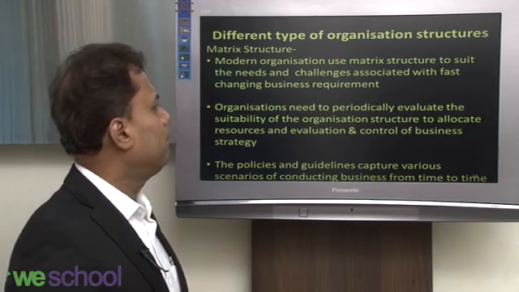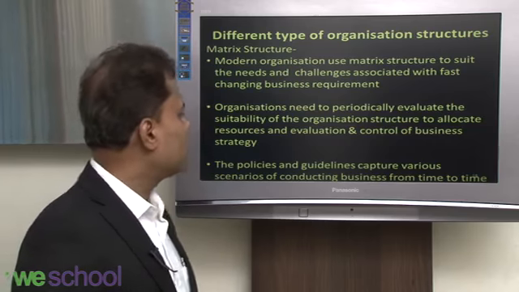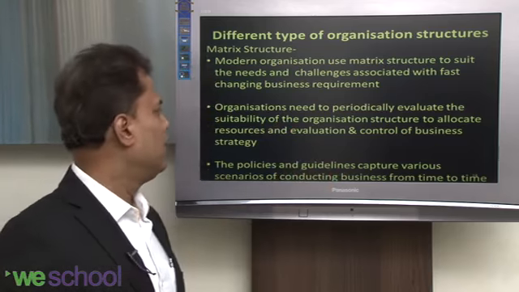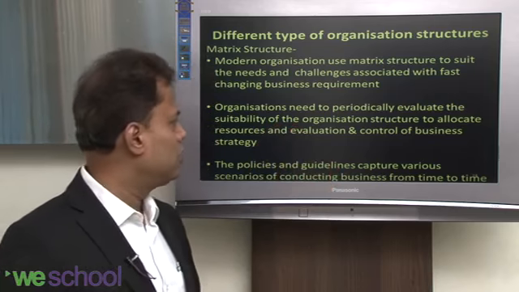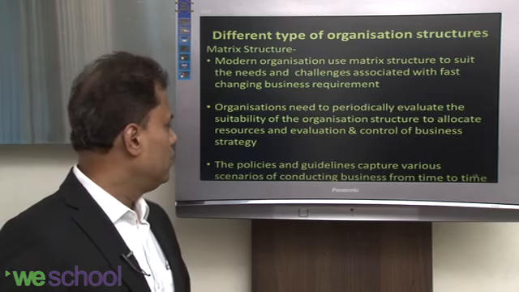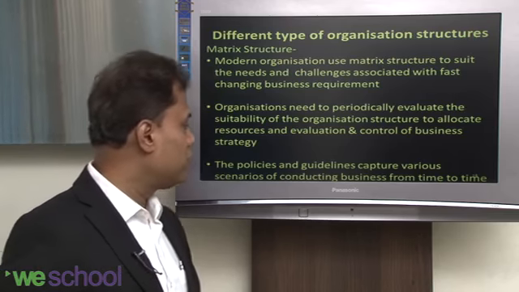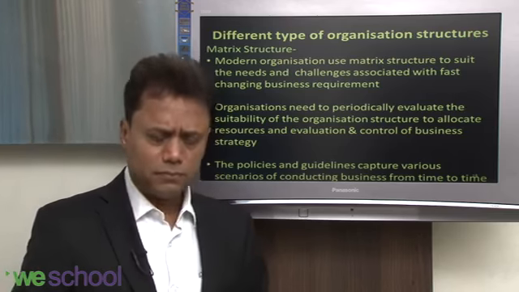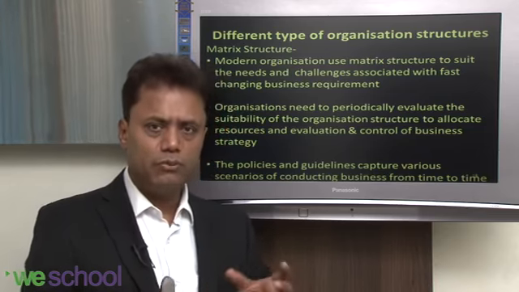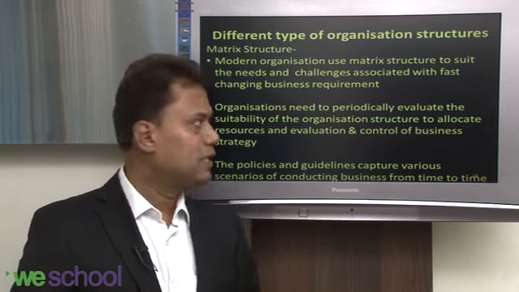Organizations need to periodically evaluate the suitability of the organization structure to allocate resources and evaluate and control the business. So this is very important. This helps to have a simple structure and allocate resources, evaluate and control the business strategy. The policies and guidelines capture various scenarios of conducting business from time to time. So from time to time there are changes happening. So how do you tweak your org structure in order to align with the market requirements?